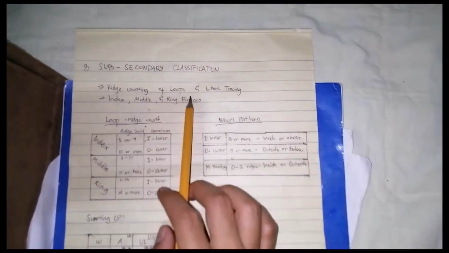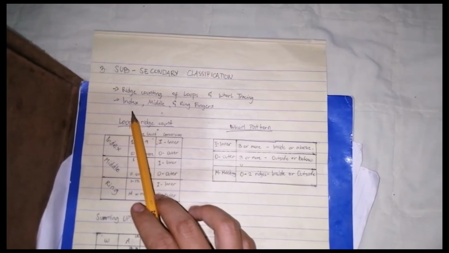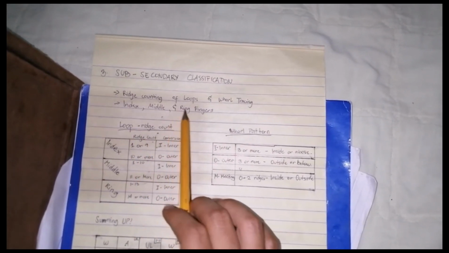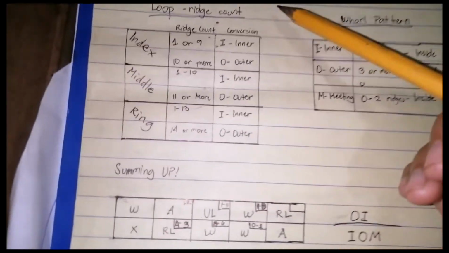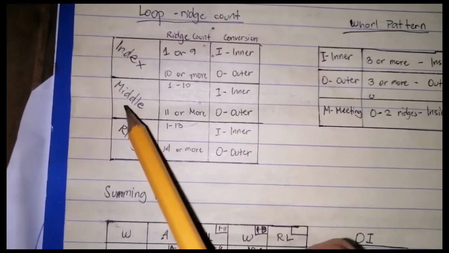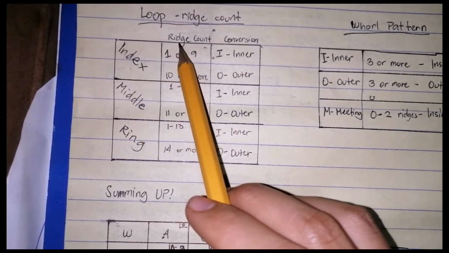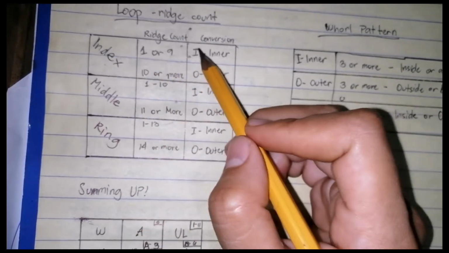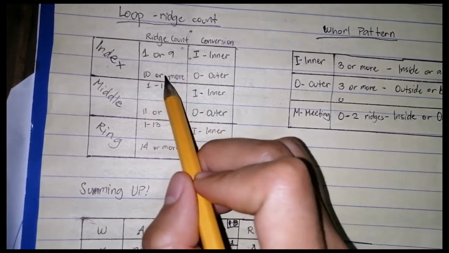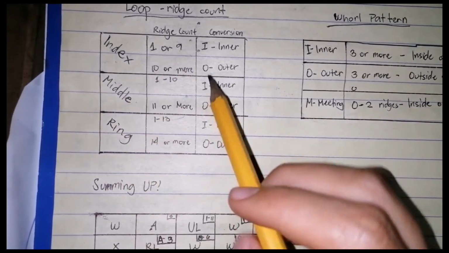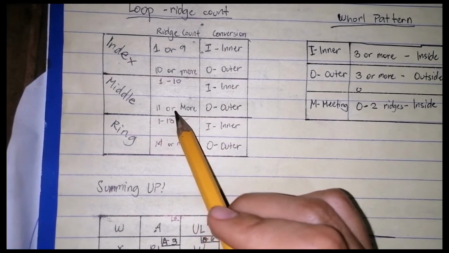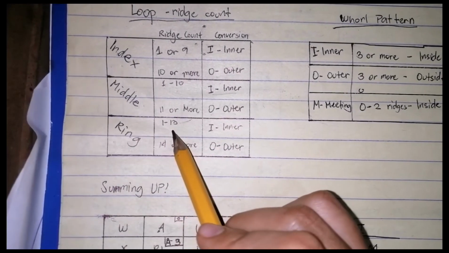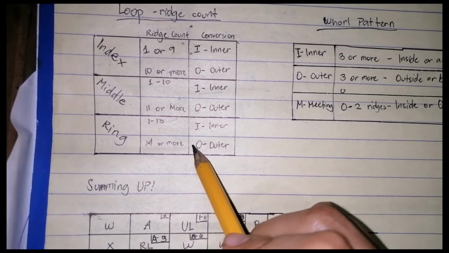The sub-secondary classification is about ridge counting of loops and whorl tracing. The focus is the index finger, middle finger, and ring finger. In the loop ridge count, for the index finger, 1 to 9 is inner, while 10 or more is outer. In the middle finger, 1 to 10 is inner, 11 or more is outer. In the ring finger, 1 to 13 is inner, 14 or more is outer.